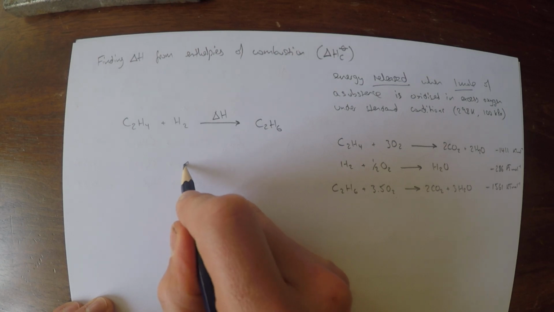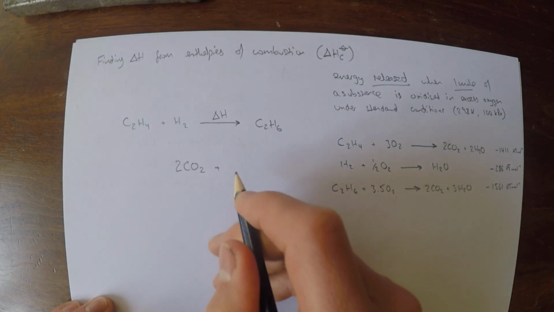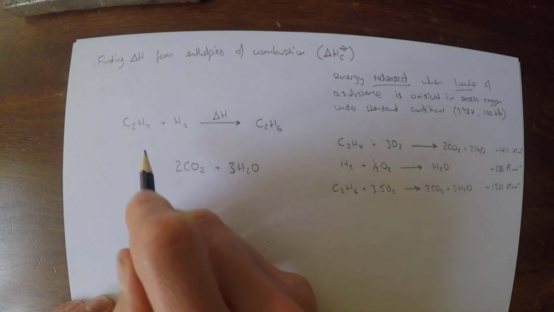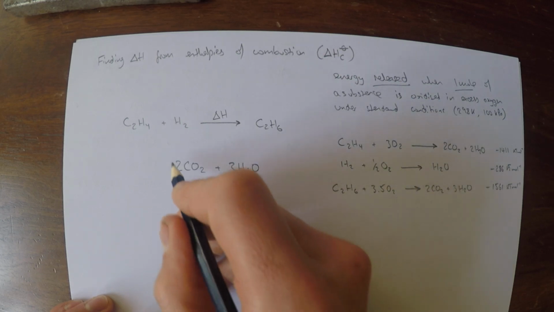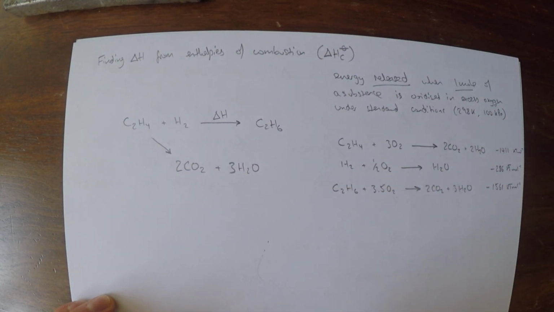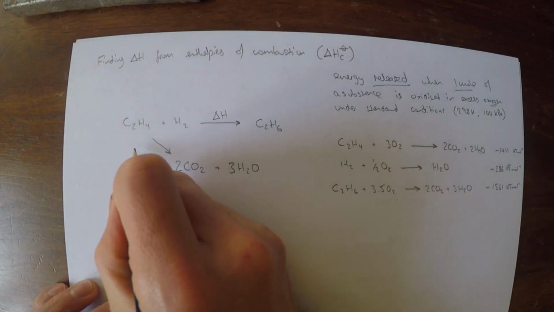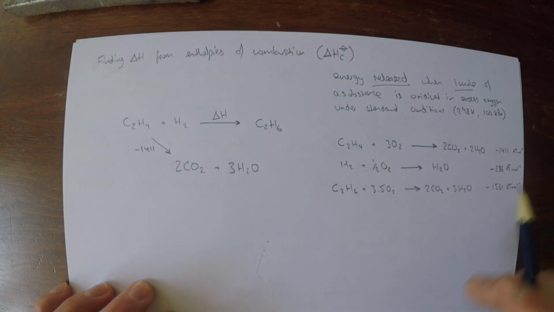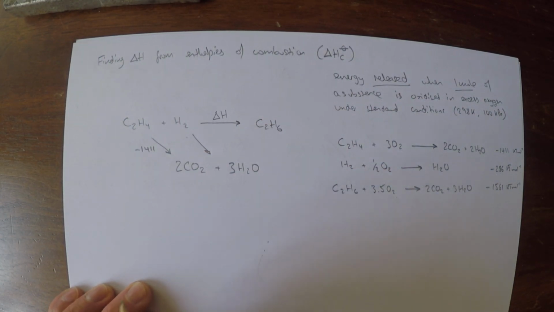So, carbon dioxide, we're going to require 2 of those, water, and we're actually going to have to require 3 of those because we're going to have 2 water molecules from the 2 hydrogens there and a third one from the water there. So we can have an arrow representing the enthalpy change of combustion of the ethene, which we can already assign the value of minus 1,411. We can have an arrow representing the enthalpy of combustion of the hydrogen, which is minus 286 kilojoules per mole.